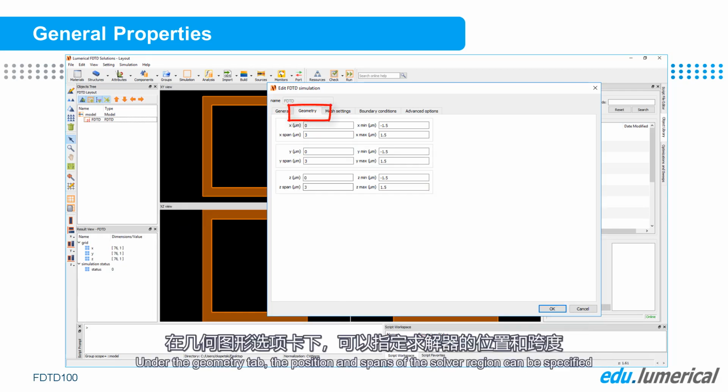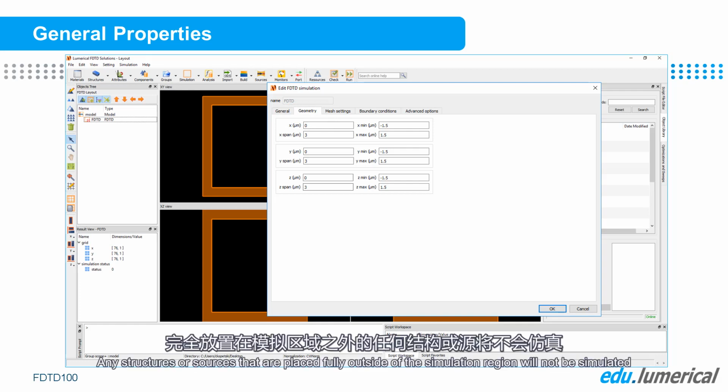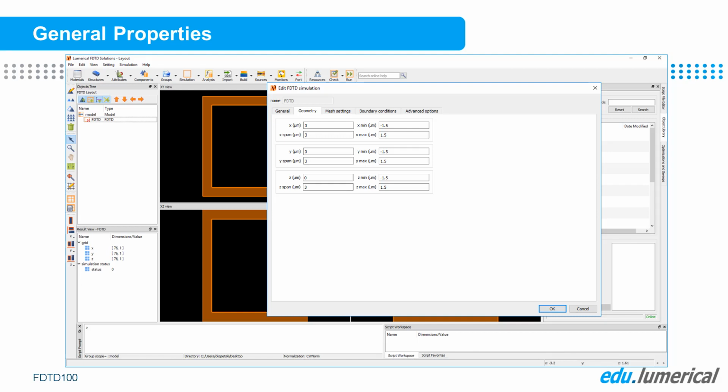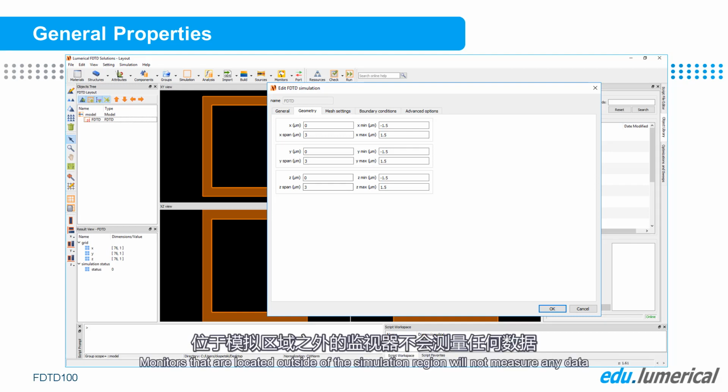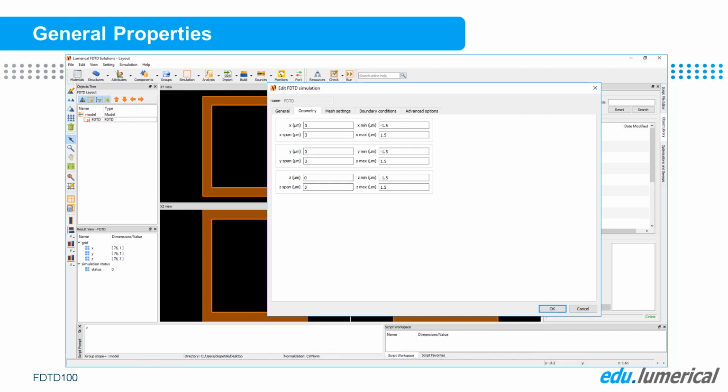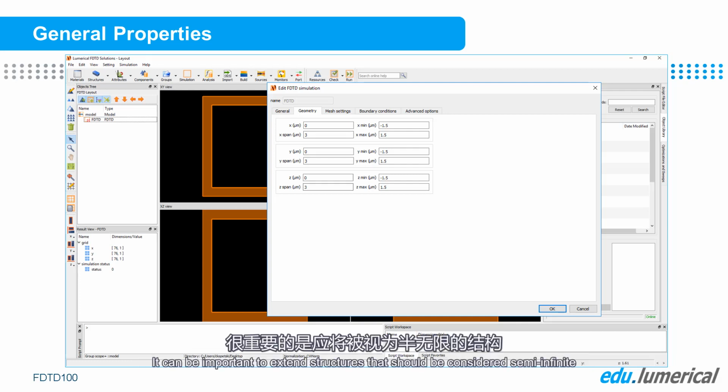Under the Geometry tab, the position and spans of the solver region can be specified. Any structures or sources that are placed fully outside of the simulation region will not be simulated. Monitors that are located outside of the simulation region will not measure any data. It can be important to extend structures that should be considered semi-infinite, such as substrates, into the boundaries of the simulation region.